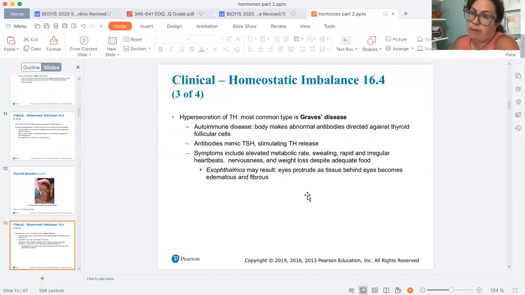Now the opposite end of the spectrum, which I discussed briefly in the last lecture, is known as Graves' disease. Basically, Graves' disease means that we're doing everything in opposite. So we get elevated metabolic rate, sweating, rapid irregular heartbeats. People might feel really anxious and have lots of weight loss despite being constantly hungry.